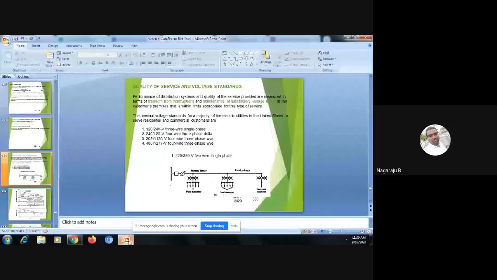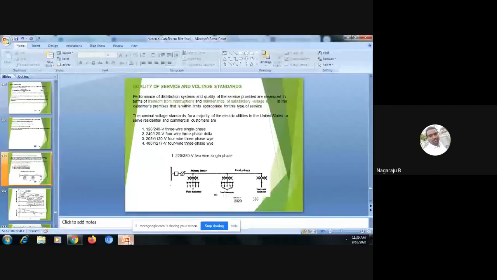So quality and voltage standards. You need to verify the quality using quality equipment or a quality analyzer. Performance of distribution systems and quality of the service provided are measured in terms of freedom from interruptions and maintenance of satisfactory voltage levels. Satisfactory voltage levels bring the quality of the service and voltage standards.